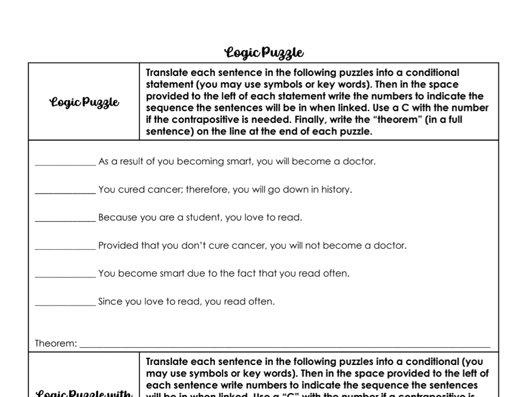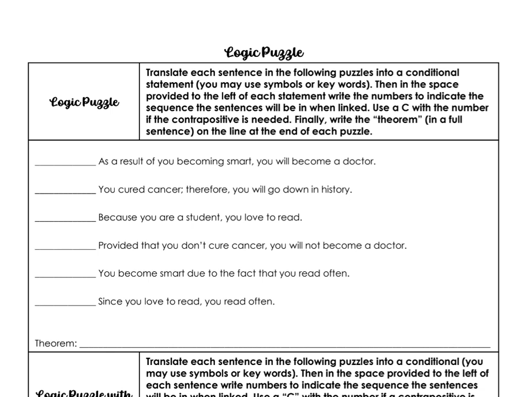Okay, so reading our instructions, we have translate each sentence in the following puzzles into a conditional statement. You may use symbols or keywords. I'm probably going to use the keywords. Then in the space provided to the left of each statement, you are going to write numbers to indicate the sequence the sentences will be in when linked. Use a C with a number if the contrapositive is needed. And then finally, write the theorem in a full sentence on the line at the end of each puzzle.